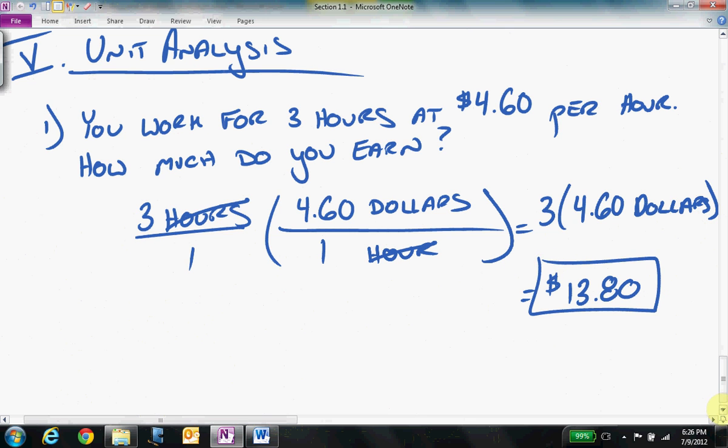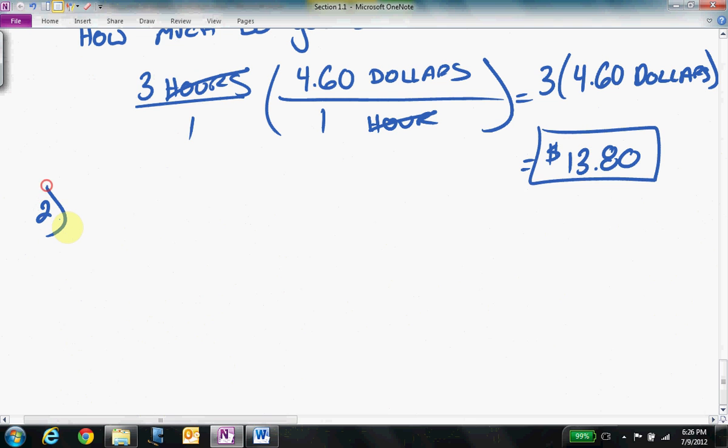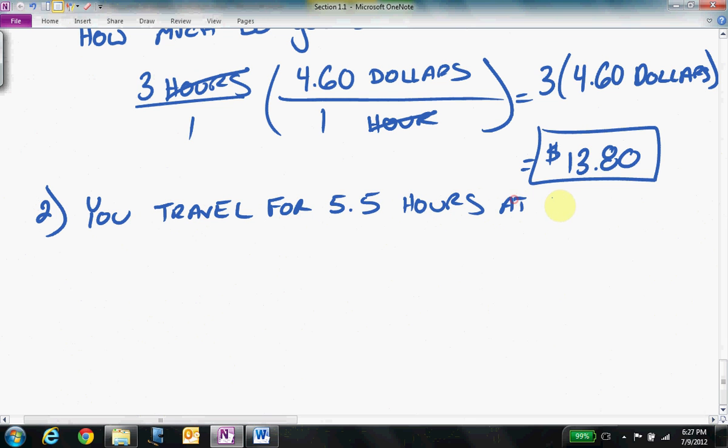Alright, let's do a second one. Alright, so similar problem. Not going to be too difficult. They'll incrementally get harder though. So you travel, you go on a trip, and you travel for 5.5 hours at the rate of 60 miles per hour. So it looks like you're traveling all on the highway. The question is, if you're going at a constant rate, you're on cruise control at 60 miles an hour, how far do you go?